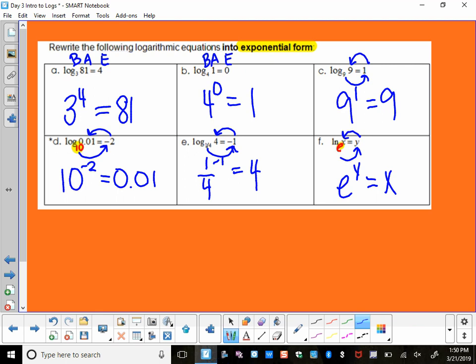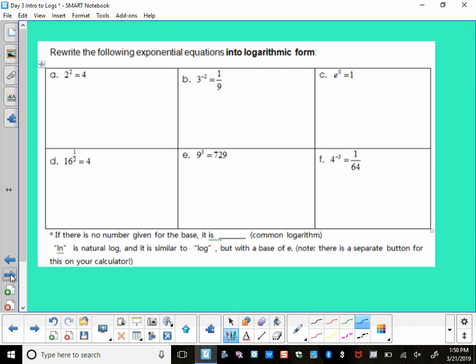I think you guys will be fine on A through C and E. Make sure that you remember what to do when you don't have a base. Don't just make up a number and throw stuff in there. Remember that your base is either 10 or E. All good? Alright. Let's keep moving.